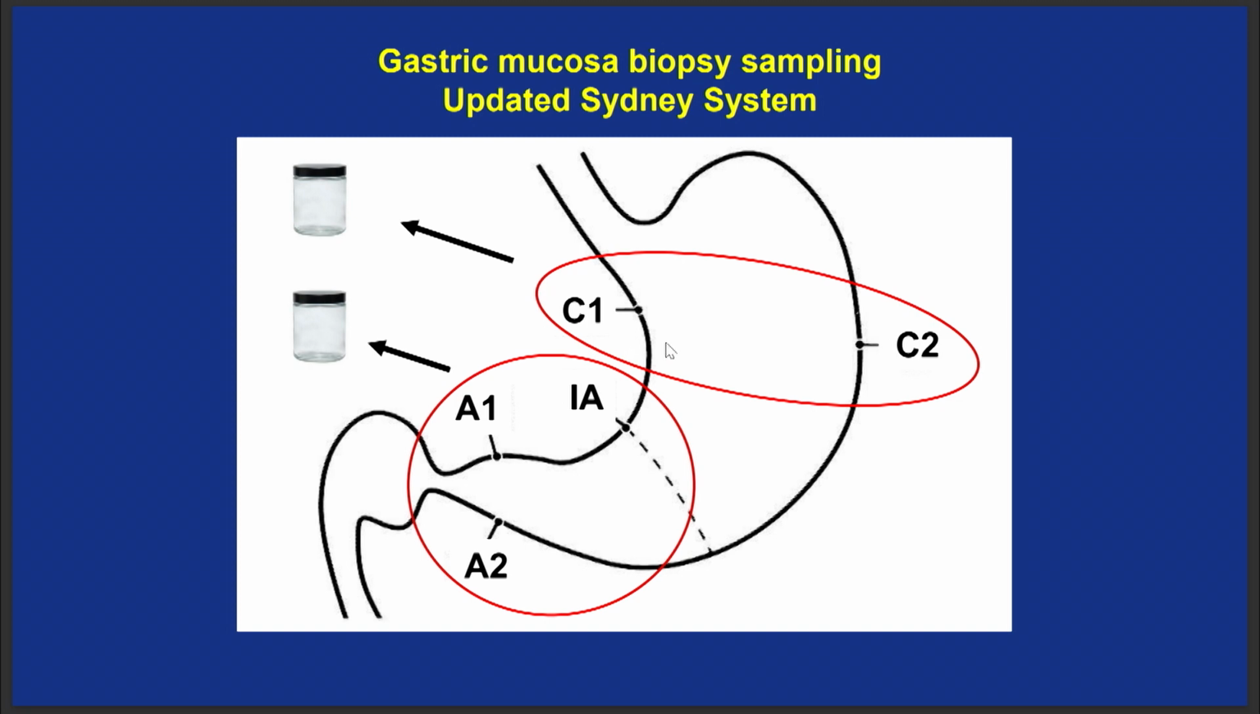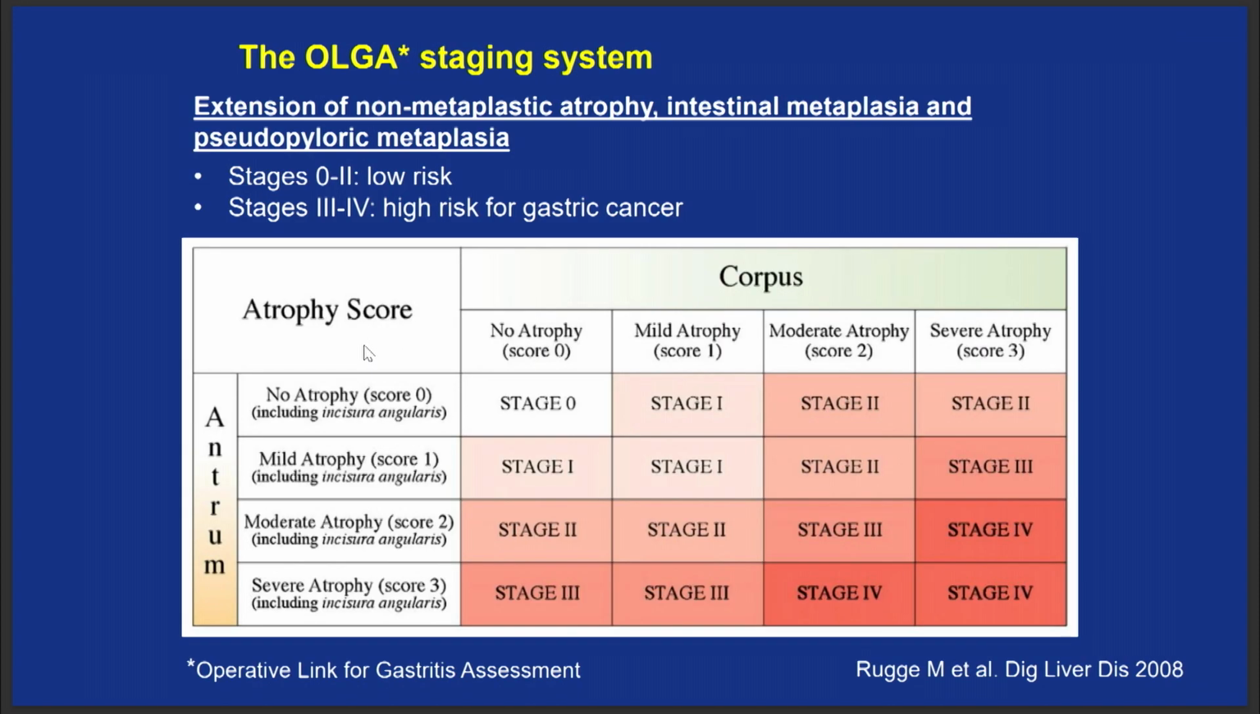Five biopsies are required for these systems, 2 from the corpus, 3 from the antrum, including 1 on the incisura, and they should be submitted for pathology in separate jars. One important thing that is difficult to understand for many is that the atrophy in the OLGA staging system means any type of atrophy. So non-metaplastic atrophy, intestinal metaplasia, and pseudopyloric metaplasia. The extension of all of these lesions is what makes the OLGA system. And stages 0 to 2 are considered low risk, and 3 to 4 are considered high risk.